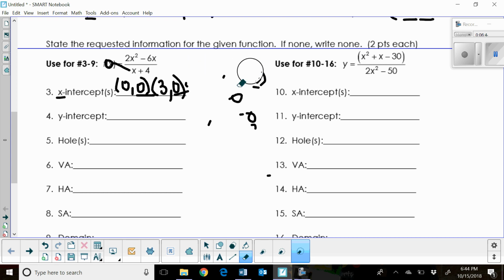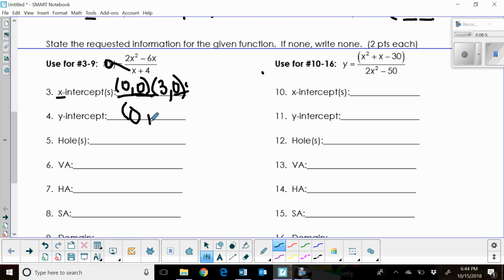Okay, to find the y-intercept, what do we plug 0 in for? X. So let's plug 0 in for x. We've already done that, haven't we? That's what we did here. We have 0, 0, so the origin is both an x-intercept and a y-intercept.